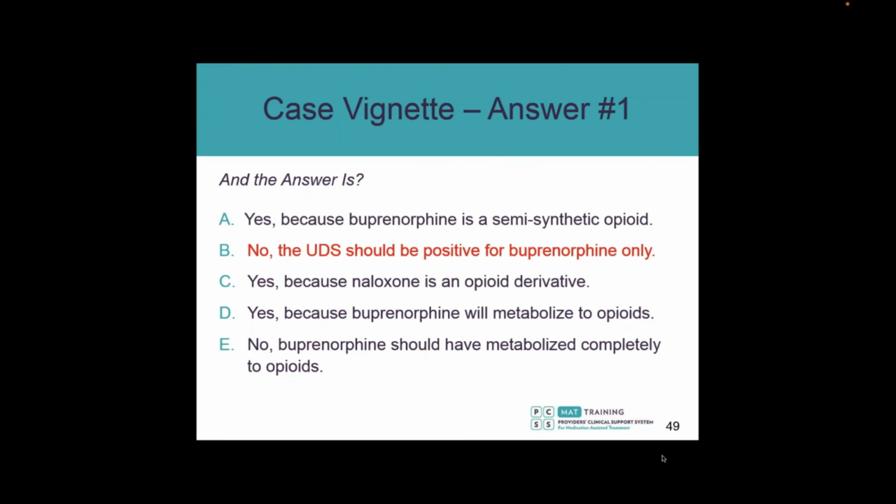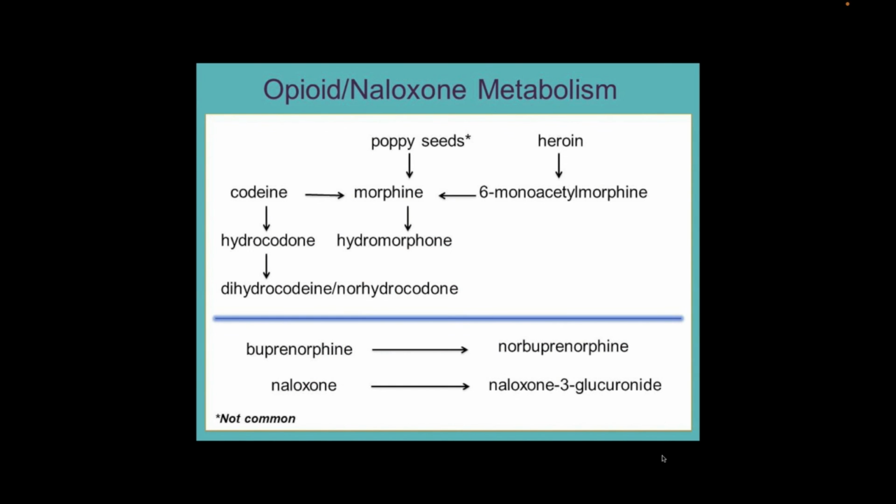Buprenorphine will not metabolize to a full opioid. Naloxone is not an opioid derivative, and if we look at our metabolism screen here, I added on the bottom that buprenorphine only goes to norbuprenorphine and does not go up to the opioids. And that the opioids, the best detected of which are codeine and morphine and 6-MAM, do not metabolize to or from buprenorphine. Naloxone goes to naloxone 3-glucuronide.